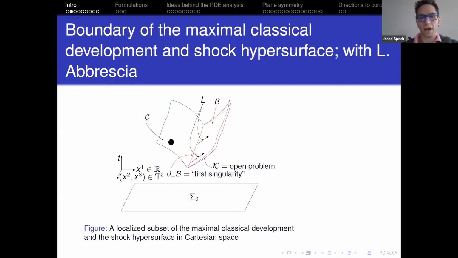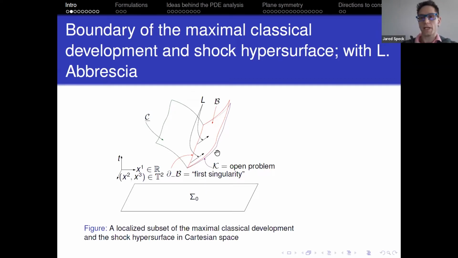And as it turns out, at least sort of locally, you can say that the maximal development of the initial data coming from the portion of the initial data down here is the solution region in between sigma 0 and the Cauchy horizon, and all the way up to B. So K plays no role in this discussion at the moment. So this is what you might call a description of the maximal classical development. So this is basically the largest possible space-time classical solution and region that is uniquely determined by the initial data down here.